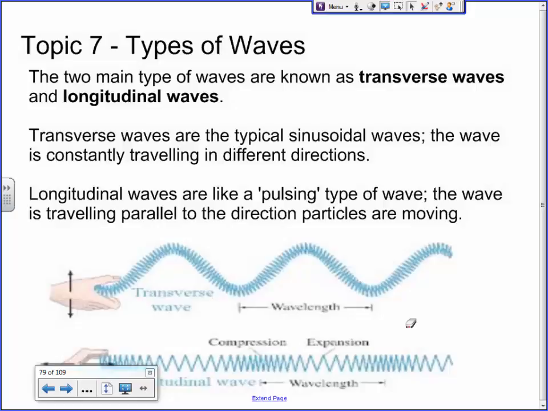Here's one type of wave. As I have the spring sitting here, if I have a pulse that goes off to the side, hopefully you can see that kind of has a wave shape to it. It's not perfect because there's too much friction and the spring's kind of bent.